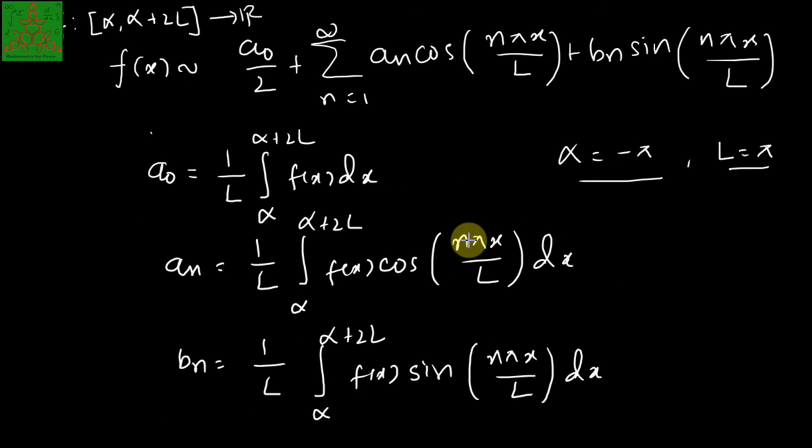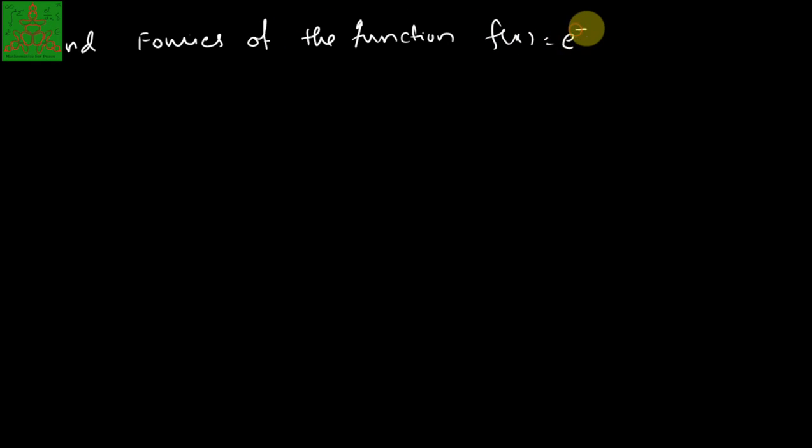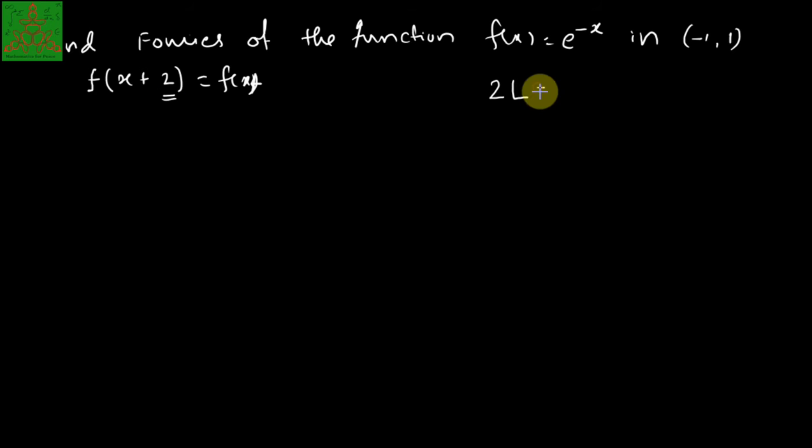Now let us solve a couple of examples related to this. The question is, find the Fourier series of the function f of x is equal to e power minus x in the interval minus 1 to 1, with f of x plus 2 is equal to f of x. So the given function is a 2 periodic function. Instead of 2l, we have here 2, so that will imply l will be 1.